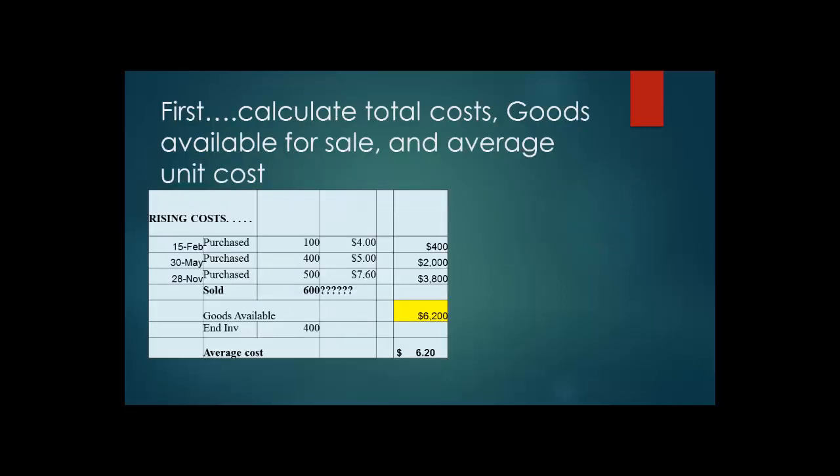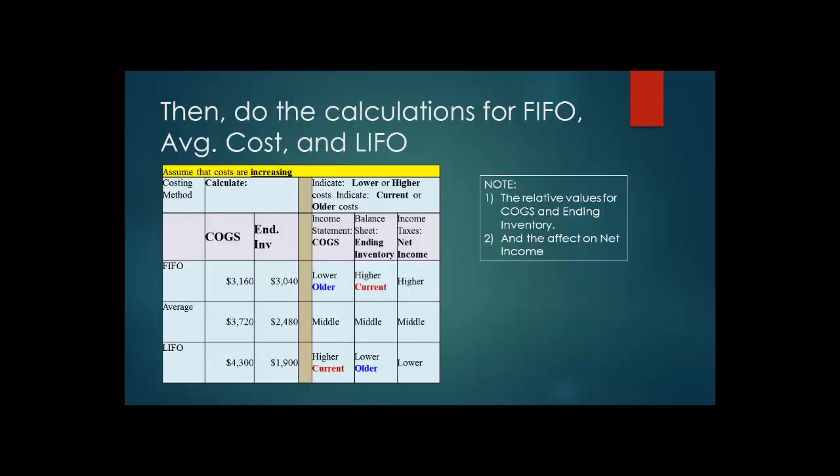For LIFO, we're going to say we sold 600, so we're going to take the most recent cost layer first, 500 times $7.60, or $3,800, plus 100 units at the previous cost layer times 5, or $500. Add those 3,800 plus 500 and you're going to get cost of goods sold of 4,300. And the remainder is ending inventory. So let's look at this for a minute.